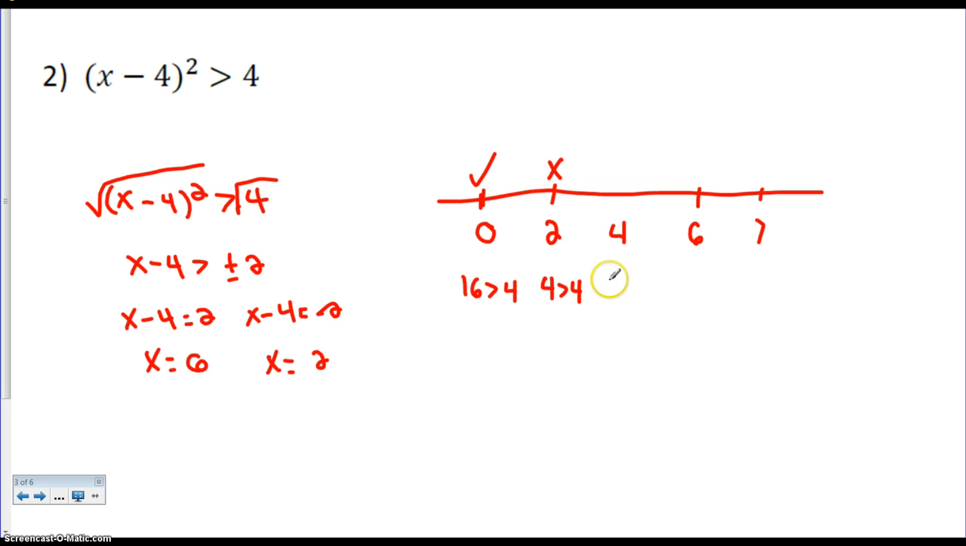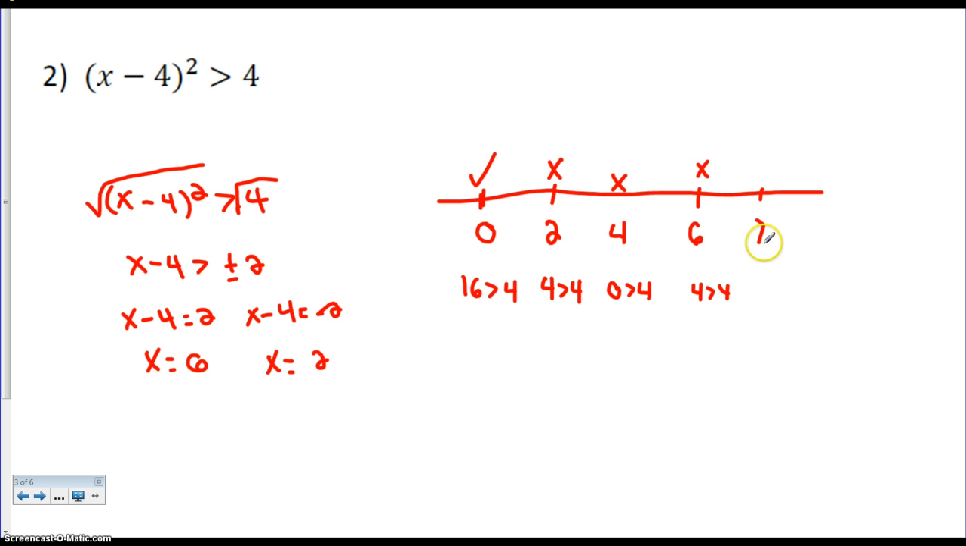Now I'm going to plug 4 in. 4 minus 4 squared is 0. Is 0 larger than 4? No. So I know this is not a solution point. And then I plug 6 in. 6 minus 4 squared is 2 squared, and that's 4. Is 4 greater than 4? No.